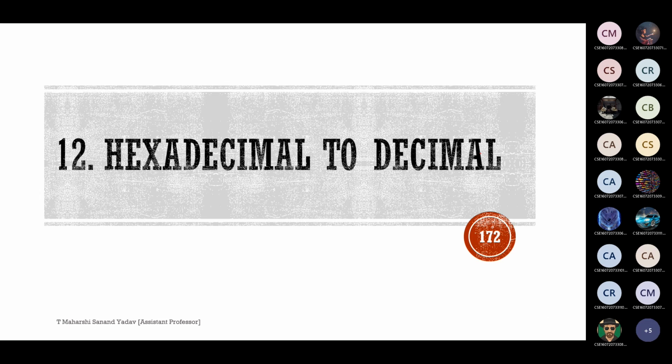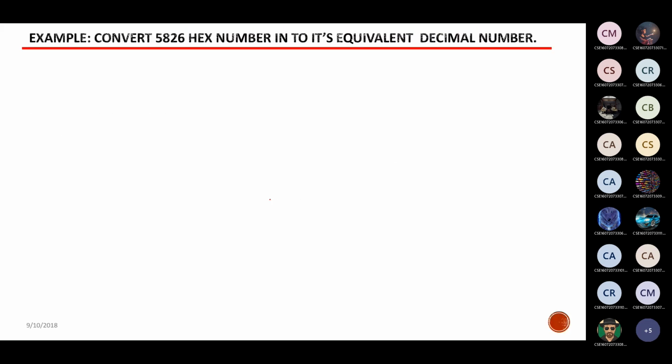Next, last one, hexadecimal to decimal. How will you convert hexadecimal into decimal? Positional weight. If the output is decimal, directly go for positional weight. So here the positional weight will be 16 power 0, 16 power 1, and so on. Convert 5, 8, 2, 6, which is in hexa, into decimal. So 5, 8, 2, 6.